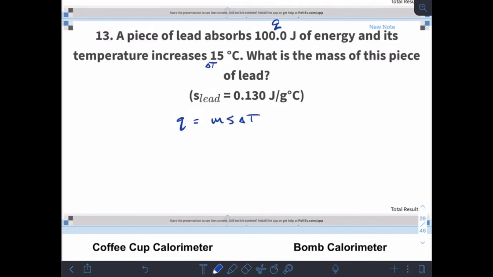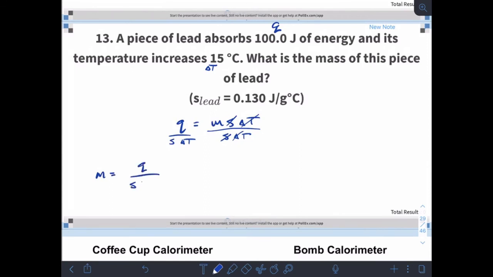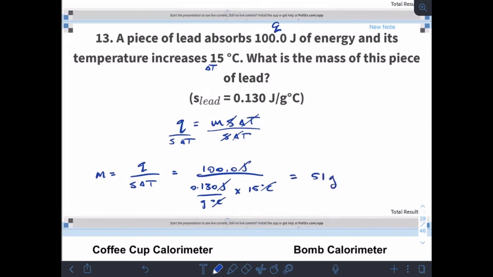So we're going to rearrange the equation to solve for mass. I'm going to divide both sides by S delta T. So my S and delta T's will cancel. So mass equals Q over S delta T. Our Q was 100 joules. S is given to us as 0.130 joules per gram degrees C. And our delta T is 15 degrees C. So C's will cancel, joules will cancel, leaving us with grams left over. And we find out that it is 51 grams of lead.